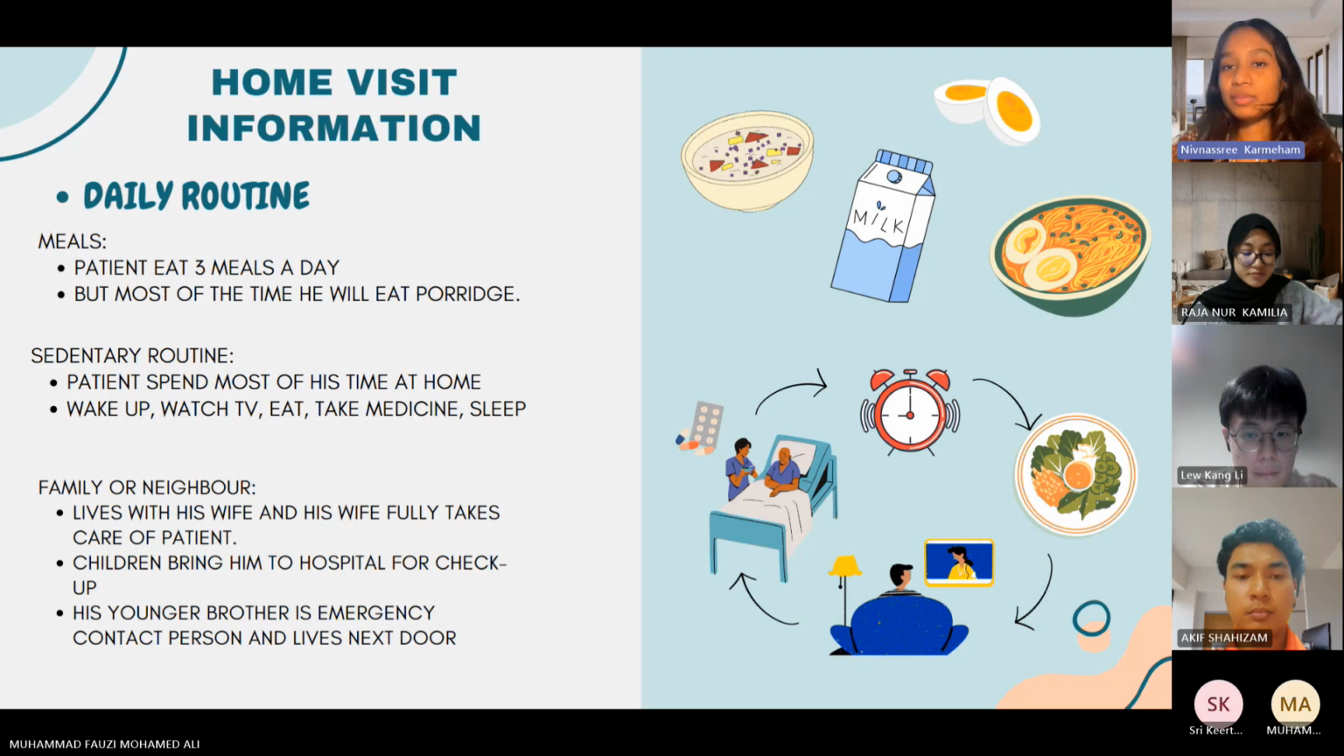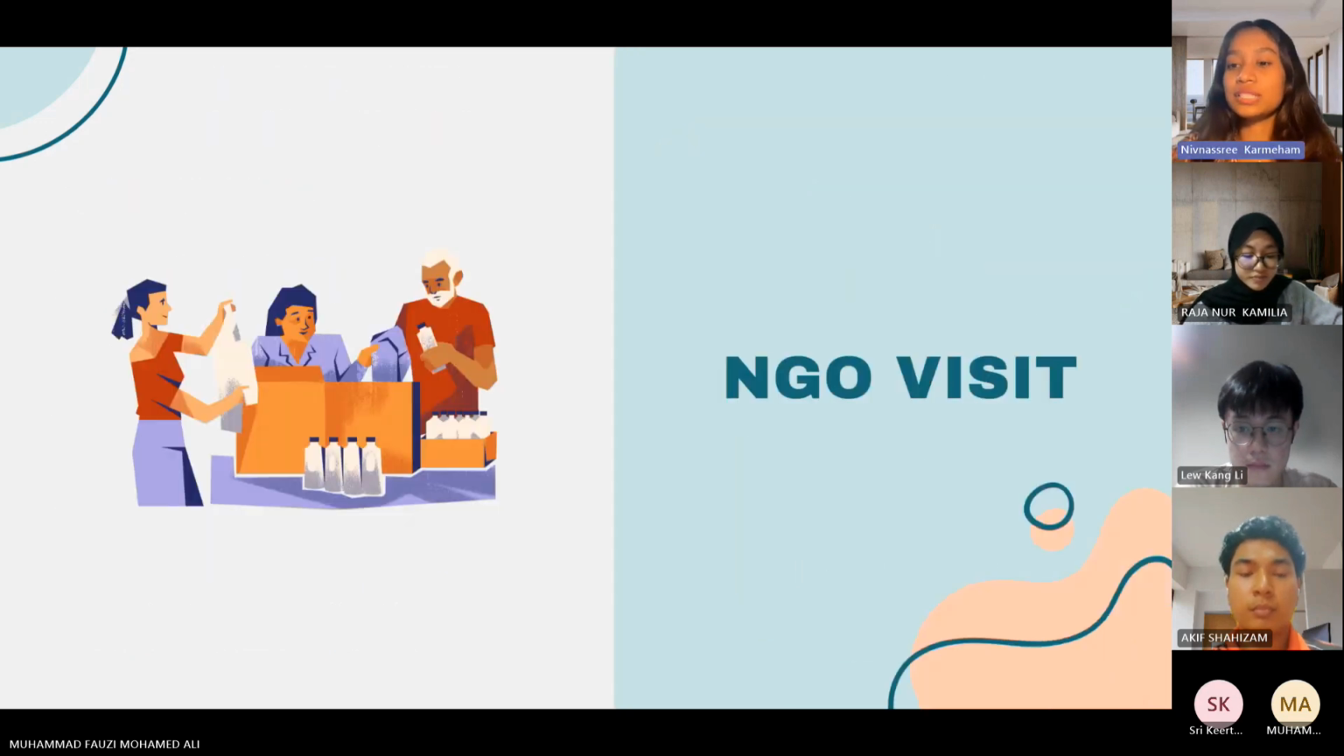As for his family and neighbors, he lives with his wife, and his wife really takes care of the patient. That's why I said the patient's sole caregiver is his wife. His children are the ones who bring him to the hospital for checkups. His younger brother is the emergency contact person, as he lives next door to the patient. So next is the NGO visit. I will pass the presentation to Akif.